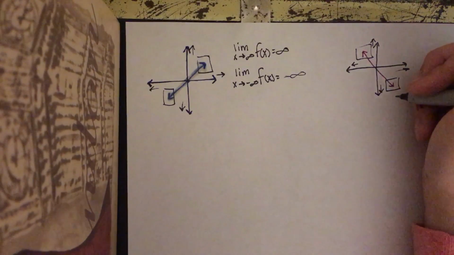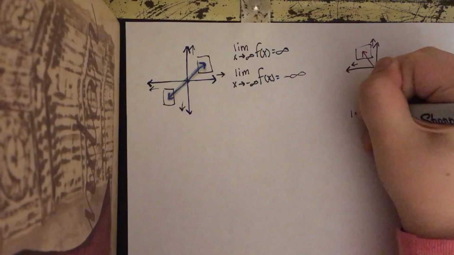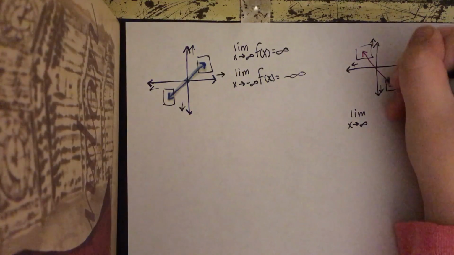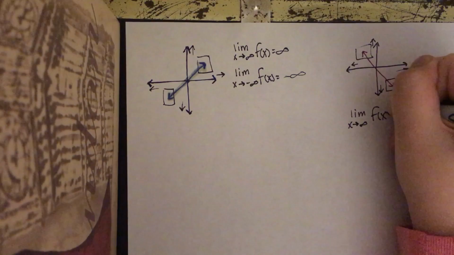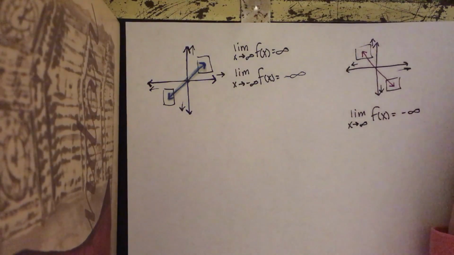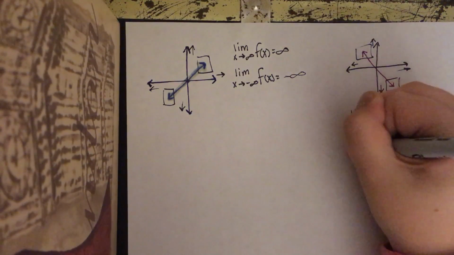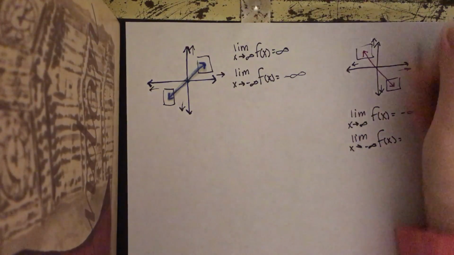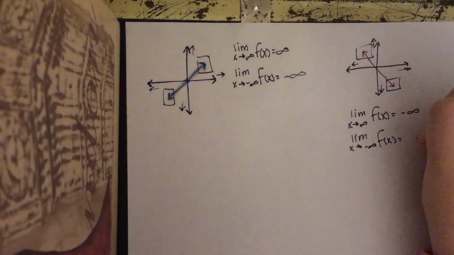But for this function, we said that when x was approaching infinity, y was approaching negative infinity. And as x was approaching negative infinity, y was approaching positive infinity.